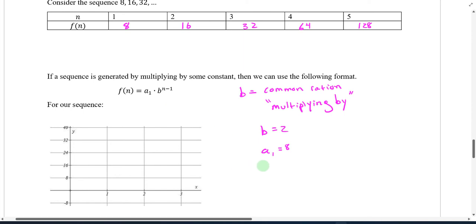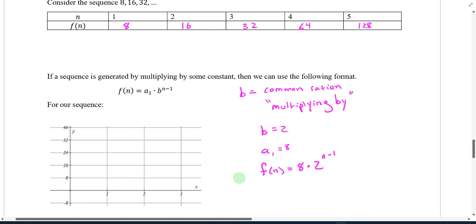So if I'm building my equation, I'm going to say f of n equals, I'm going to put 8 times b, which is 2. So 8 times 2 to the n minus 1. And that n minus 1 is in the exponent. Okay, so this becomes an exponent up here. All right, so this is our equation.